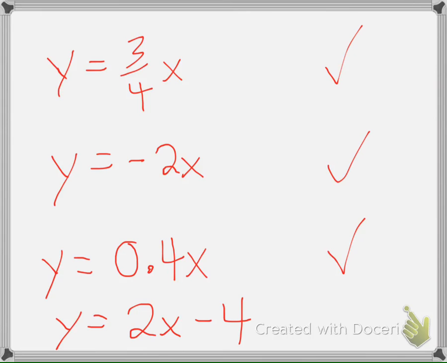This is not y equals something times x. It's y equals something times x minus something. There's not a direct relationship because you're not doing one thing to x to get y. You're doing two things. It's only direct variation if you're multiplying x by something in order to get y. So this is not direct variation.